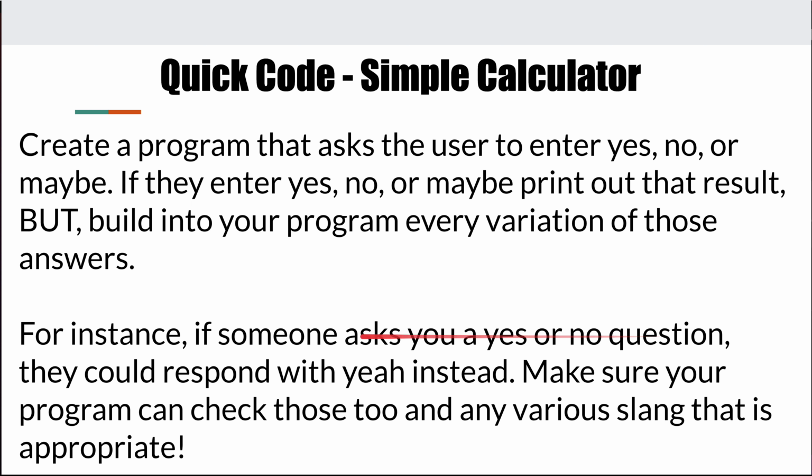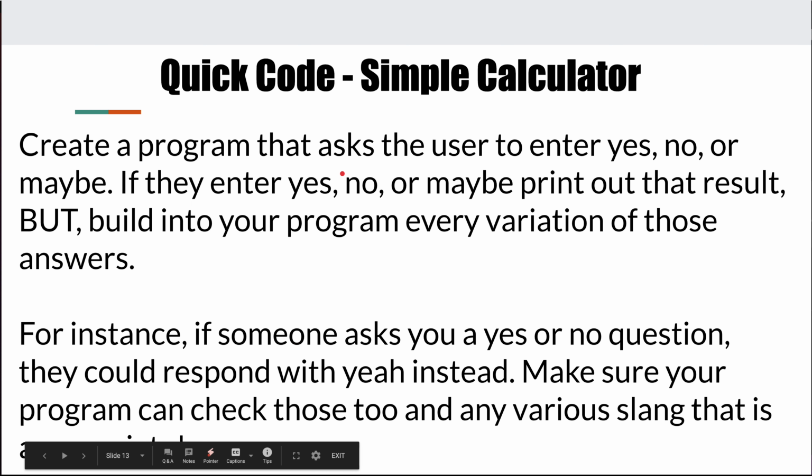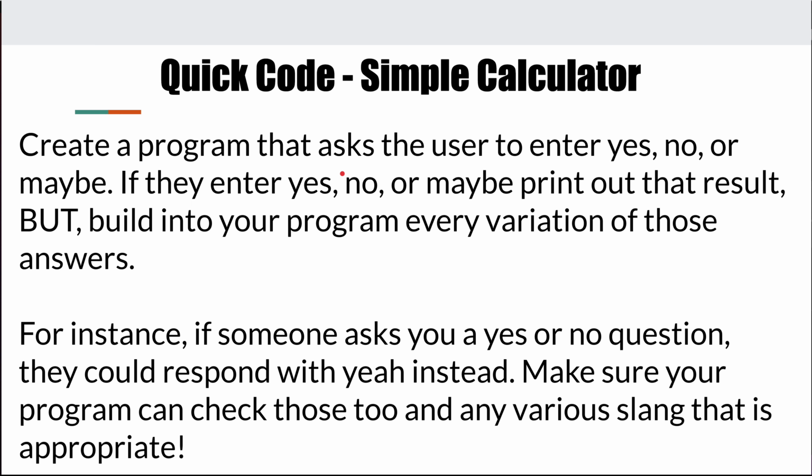If someone asks you a yes or no question, they could respond with a yeah, right? And make sure your program can check against those. So, if you ask me, did I have a good day today? I could say yes, yeah, sure. And there's probably 10 more that I could think of. I want your program to take those into consideration, and even a couple different capitalizations. Let's say a minimum of 5 different types of yeses. Okay, but I would go further than that. And then a minimum of 5 different types of no's and 5 different types of maybes.